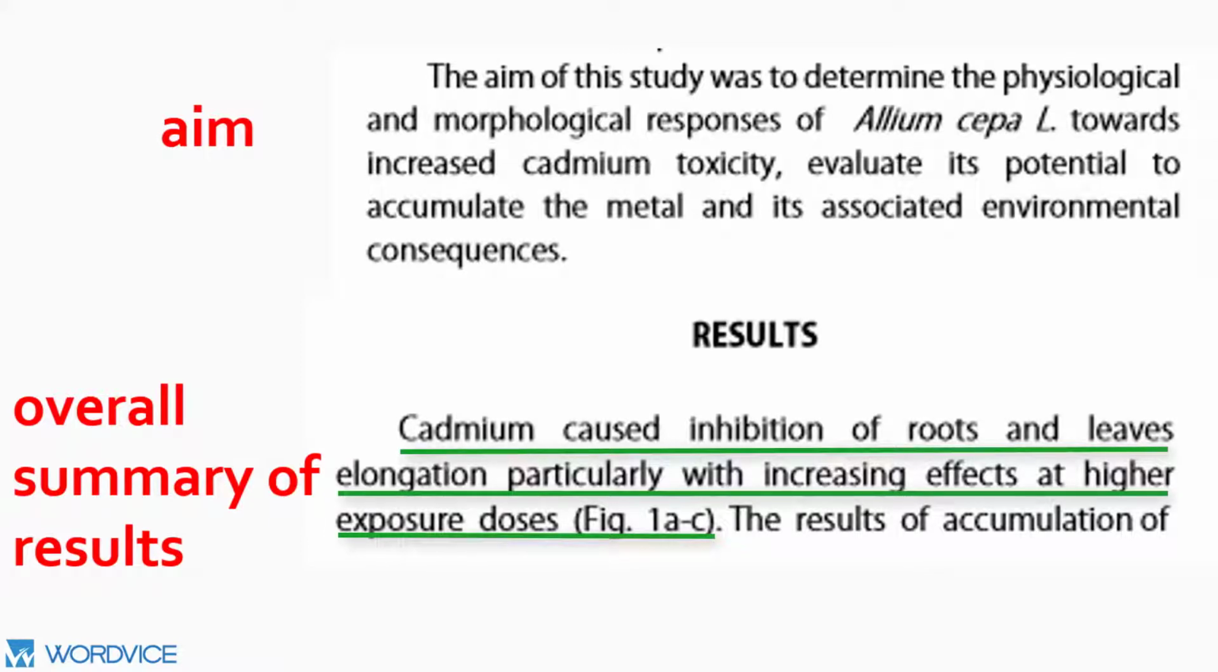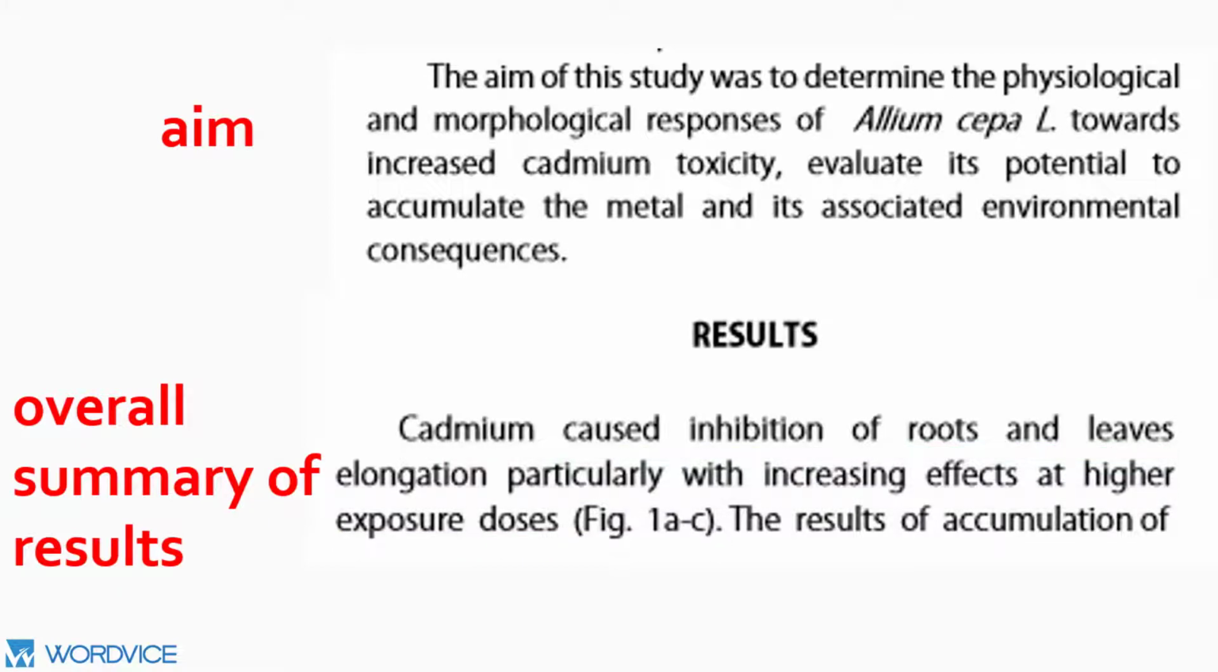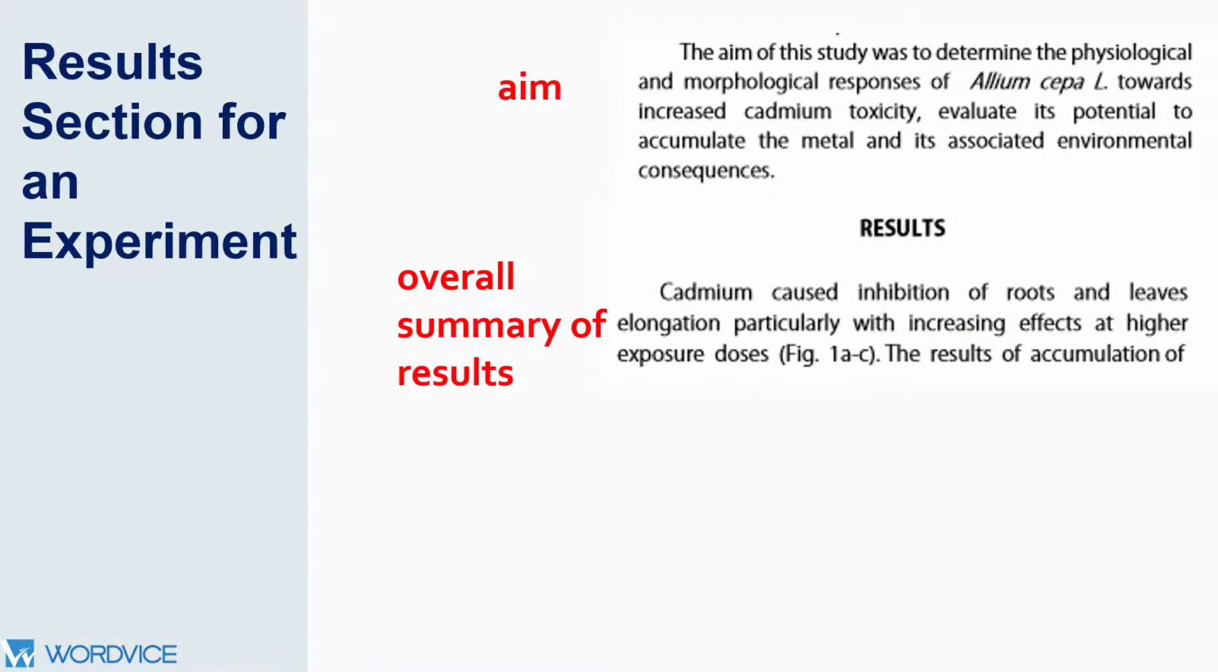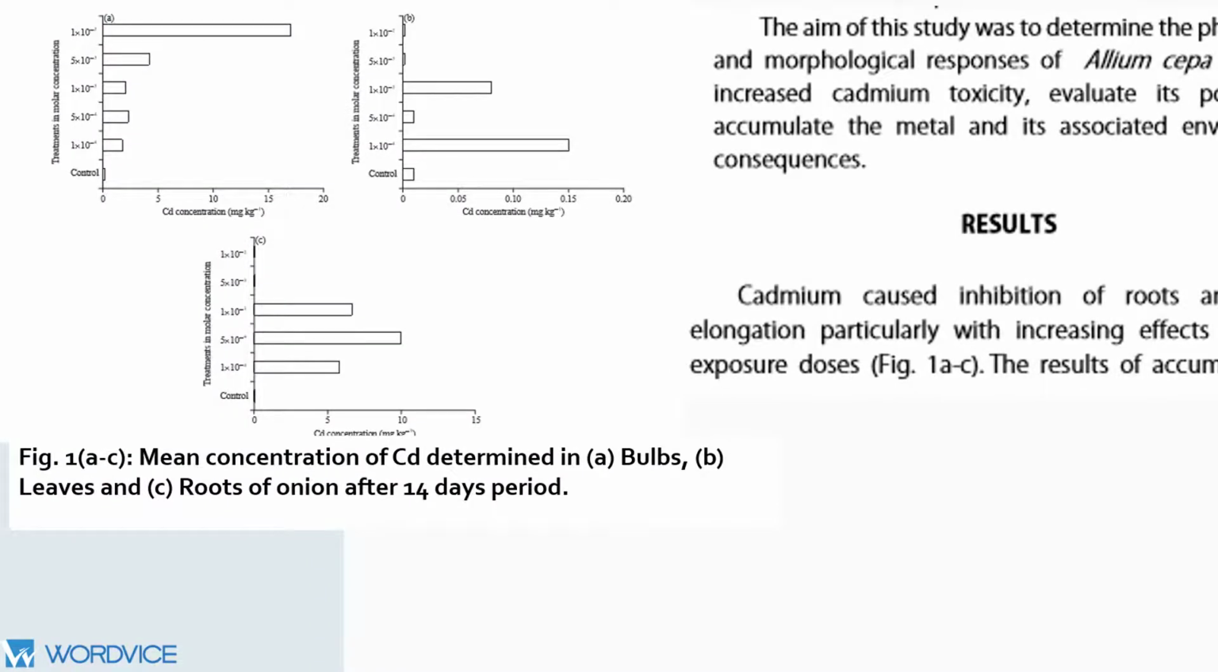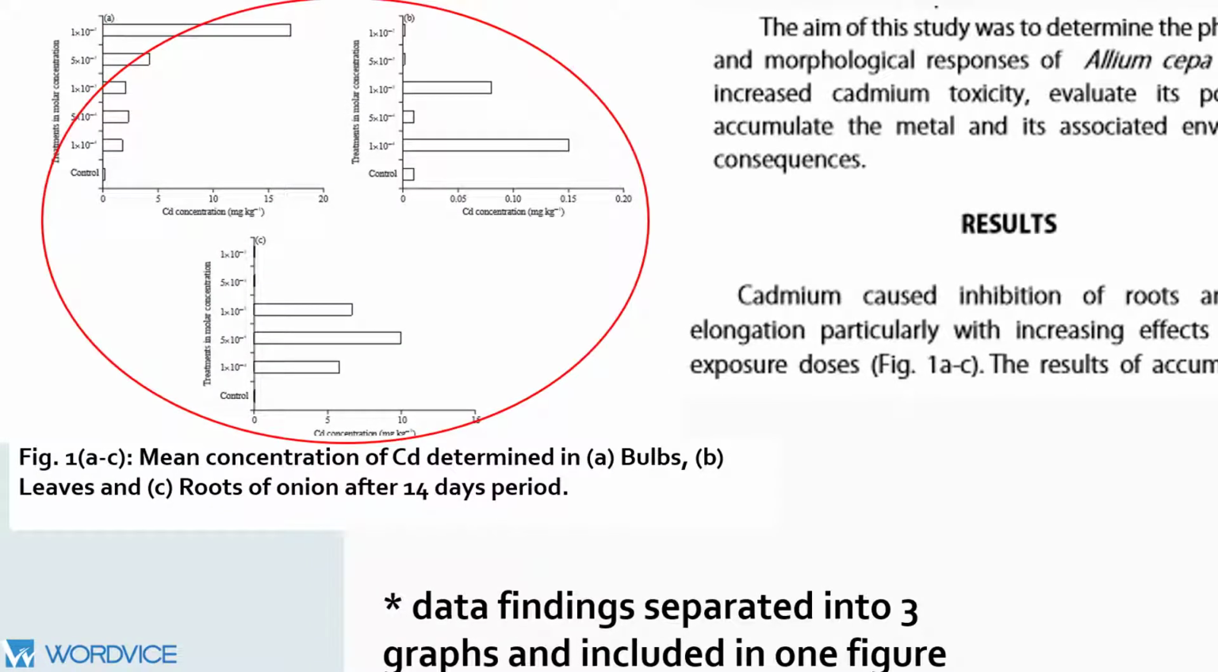Cadmium caused inhibition of roots and leaves elongation, particularly with increasing effects at higher exposure doses, Figure 1A to C. The figure that represents this statement in terms of hard data is cited immediately. Note that this author has included 3 graphs in one figure. Separating the data into separate graphs makes it easier for the reader to understand the findings, while consolidating this information into one figure saves space and makes it easy to locate all of the most relevant results.